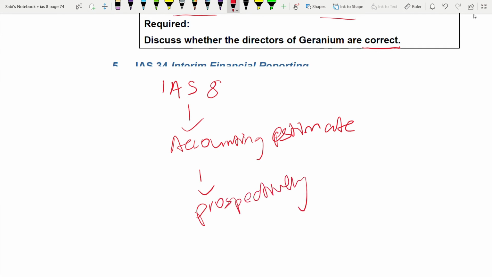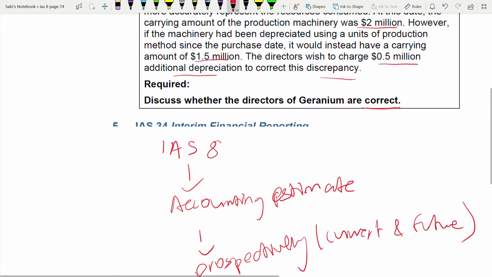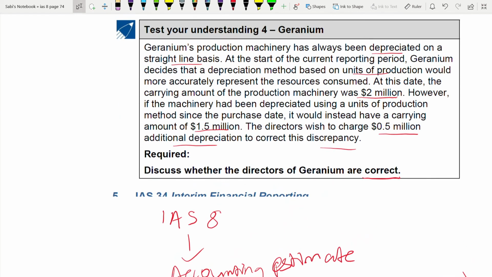Prospectively means current and future. You do not go back and change. You only change in the current and the future. Current figure you change, and in the future you go and adjust. Correct?